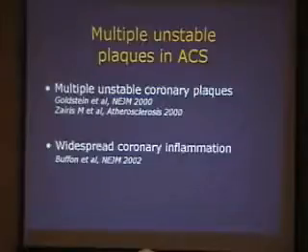Here in the paper by Zairis on atherosclerosis, the higher number of unstable plaques were correlated with higher levels of CRP. And in this paper that we published with Antonino Buffon in the New England Journal in 2002, that paper showed that there is widespread inflammation in patients that have unstable angina, Braunwald class 3B unstable angina.